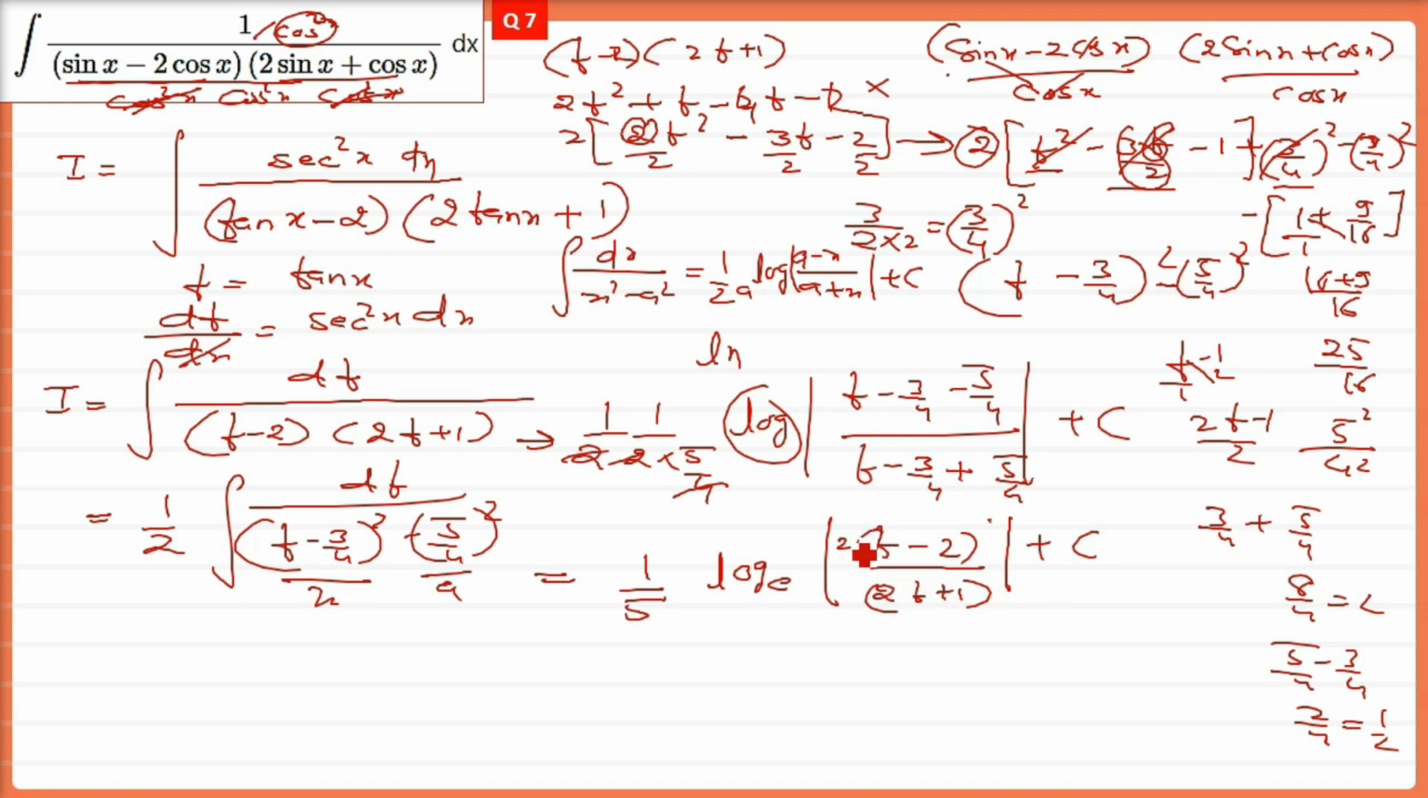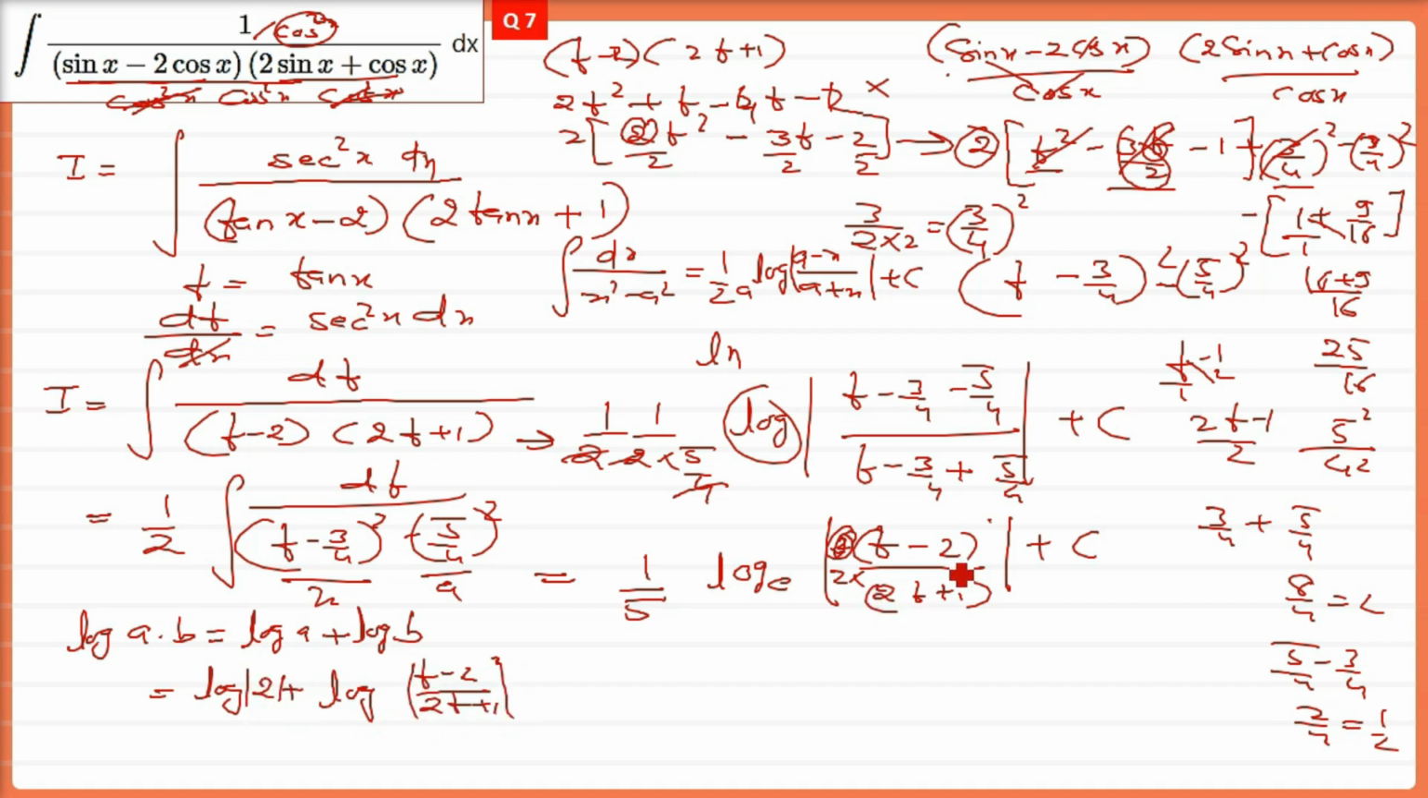There is a 2 and we know the formulas of log. Log a into b is log a plus log b, that you can do. So just assume that this is log 2 into t minus 2 divided by 2t plus 1. So it will be log 2 plus log t minus 2 divided by 2t plus 1. Alright, but this log 2 is actually 1 by 5 into log 2, but that is again a constant. So you can add this constant with the constant which is in the rear part, which is c. Call it c prime because it is again a constant.